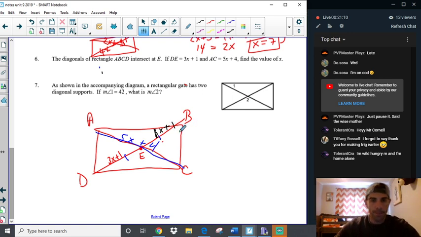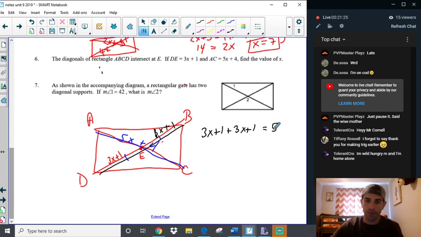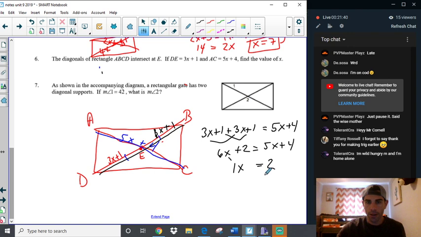So really, I could take now the 2 little sides and create one big side by adding them up. So 3x plus 1 and 3x plus 1 would make the whole entire diagonal of DB. And then that would be the same as the entire diagonal of 5x plus 4. Now let's just go ahead and do the math. Simplify on the left, so that's 6x plus 2 equals 5x plus 4. I'll move the 5x over here. That's 1x. I'll subtract 2 over here. So the value of x is 2. Okay, and I'm done because that's all they asked me to find was the x.